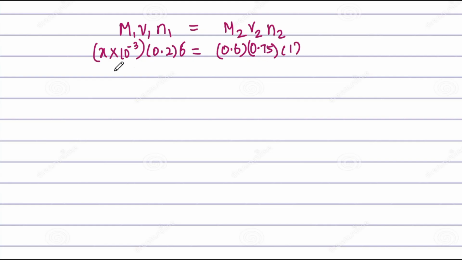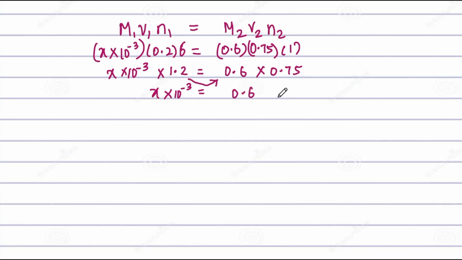So it is 1. So when you solve this equation, you will get the value of X. So let me solve that. X into 10 power minus 3, 0.2 into 6 is 1.2. So that is equal to 0.6 into 0.75. So X into 10 power minus 3 is equal to, let us take this 1.2 to the right hand side.